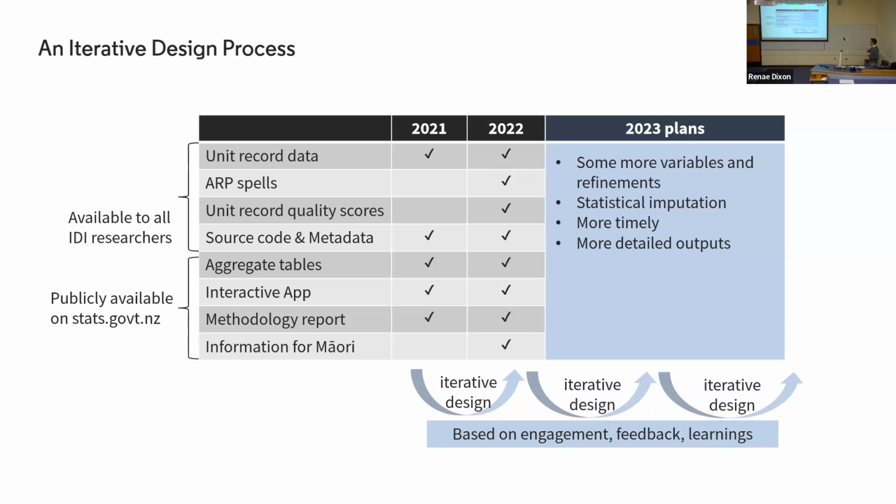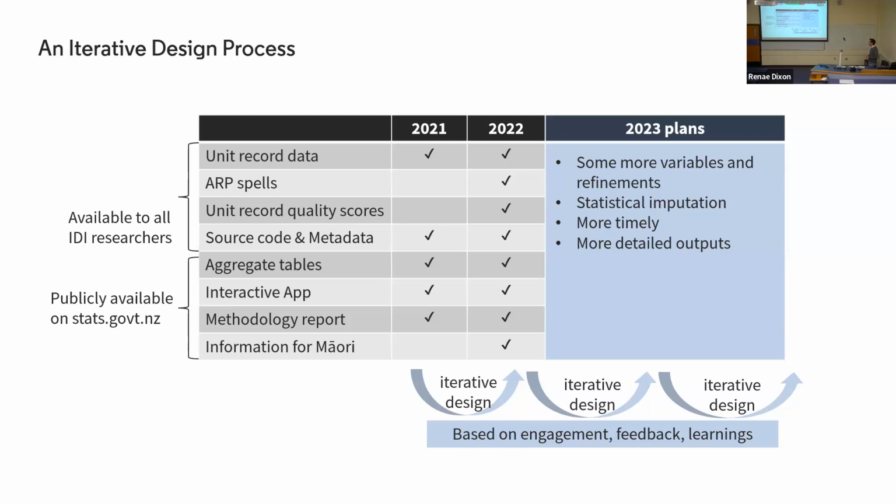Anyway, outside on our website, you'll find a whole lot of aggregate tables taken from the IDI. There's also an interactive app, which I'm going to talk about a bit more in a second. And there's a methodology report. We've released one for 2021 and an even more detailed one for 2022. And there's also information by variable. If you're particularly interested in one of the attributes, you'll find a lot of detail about that variable, a lot of quality assessment, just a whole lot more explanation.